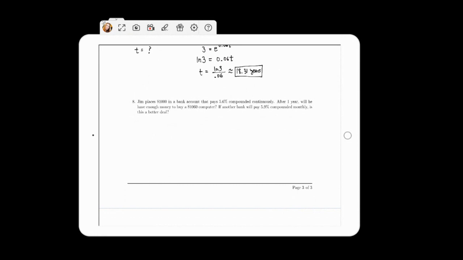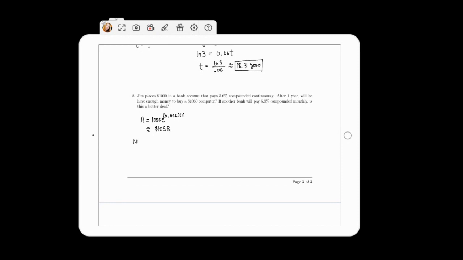And in the first question, we're given continuous compounding. So we use the continuous compounding formula. And we know the values of P, r, and t. So we can find out what A is. So A equals P times e to the r times t, which is $1,058 approximately. So to answer the first question, will he have enough money to buy a $1,060 computer? No, he won't have enough.